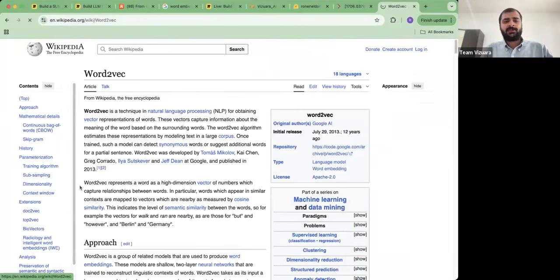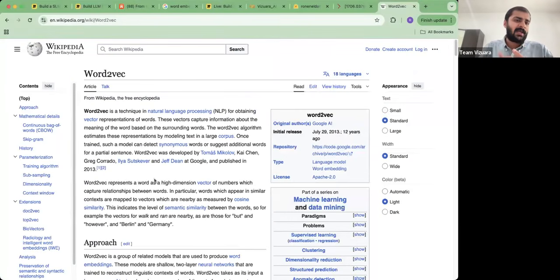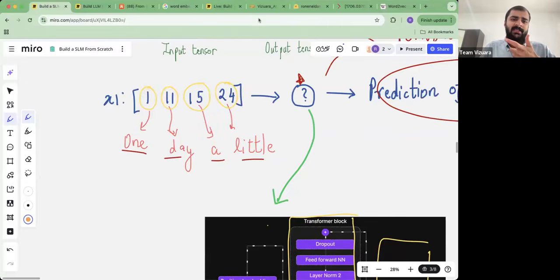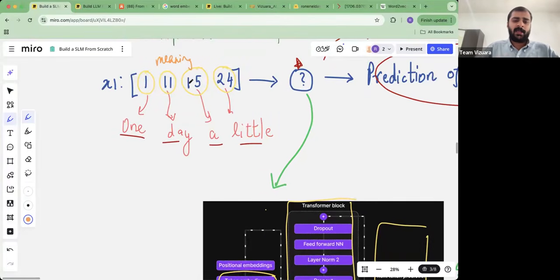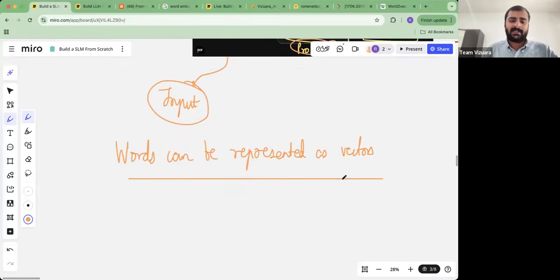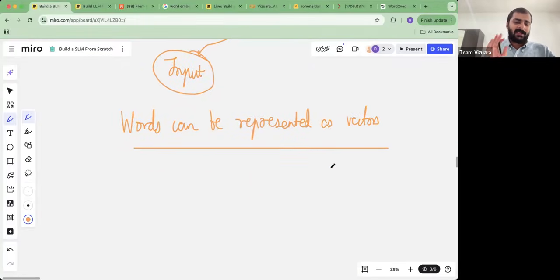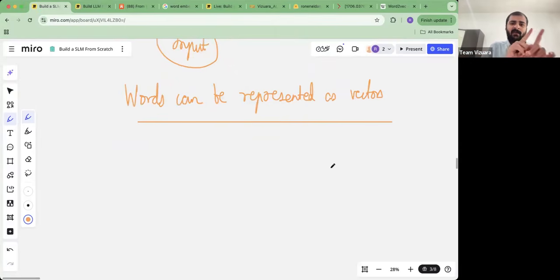And the whole idea here was that computers can't really understand text, right? So we convert it into numbers. So you might say that token IDs are already numbers. But the issue with token IDs is that they don't encode any meaning at all. The idea with token embeddings is that words will be represented as vectors and words which are similar in meaning will have vectors which are closer to each other in the vector space.